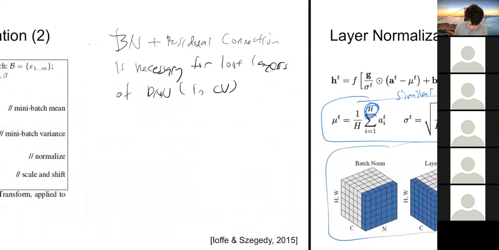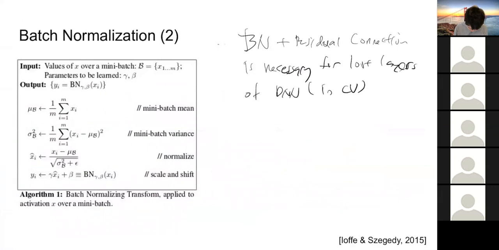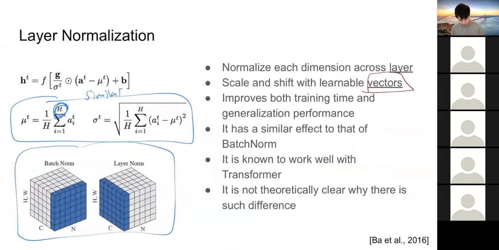Remember that in batch norm, the scale values are identical across all the values, right? But in layer norm, you will be learning a vector that acts differently for each dimension of the layer. This also improves both training time and generalization performance, just like batch norm. It has a pretty similar effect to batch norm, but it is very famous because it works really well with transformers, and transformers will not work without layer norms. That's a really important thing.